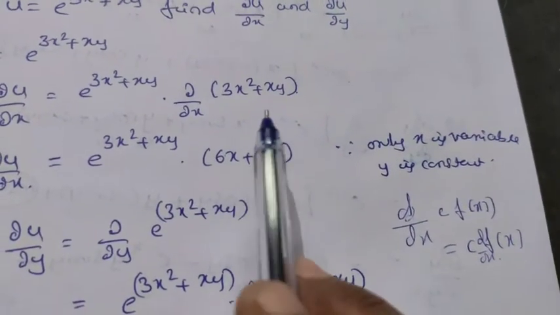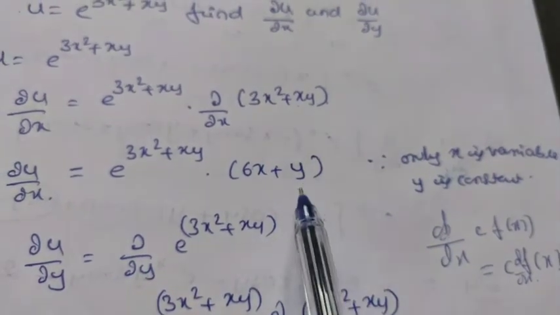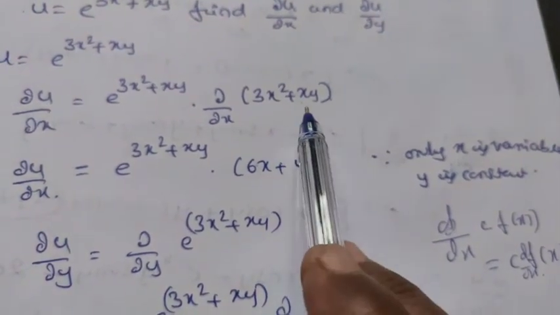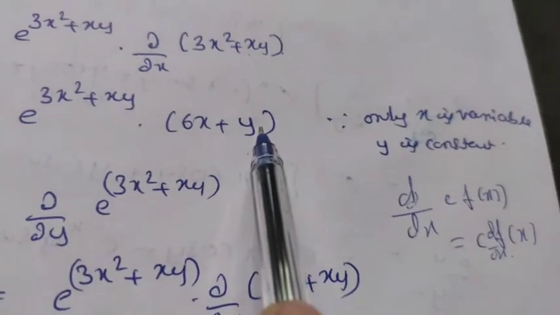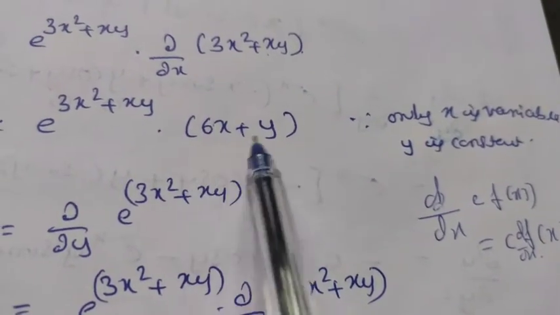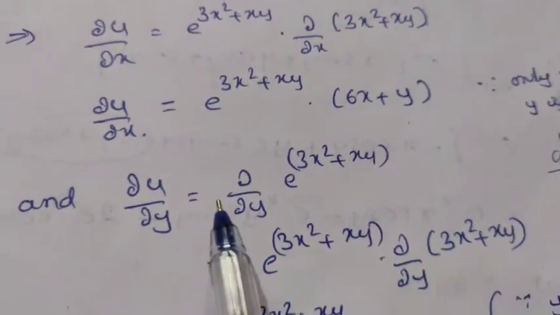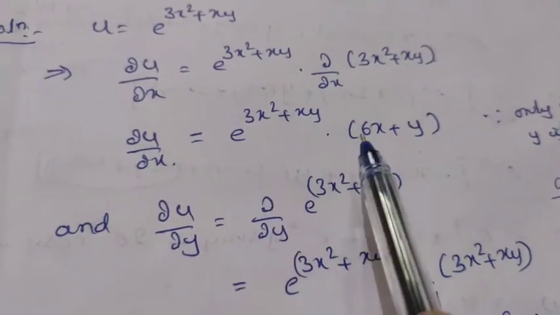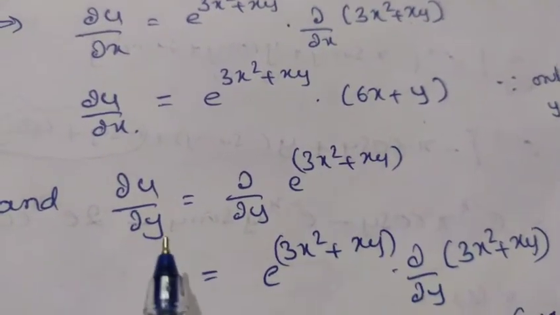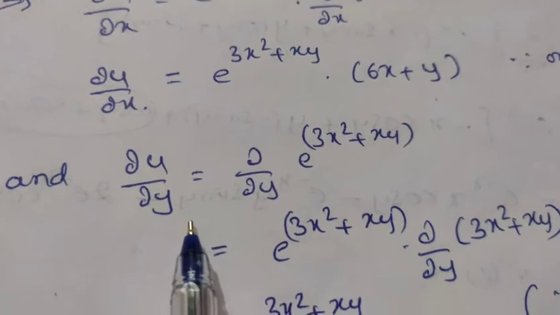So for that, here we'll keep y as it is. Derivative of x with respect to x becomes 1. Therefore it is 6x plus y. This is ∂u/∂x. Similarly, let us find ∂u/∂y.